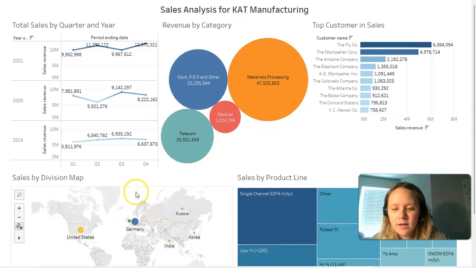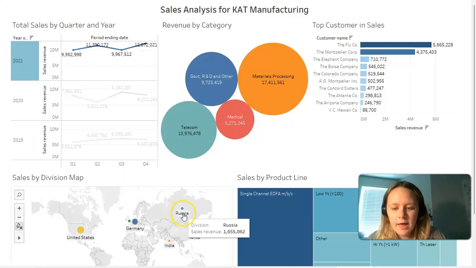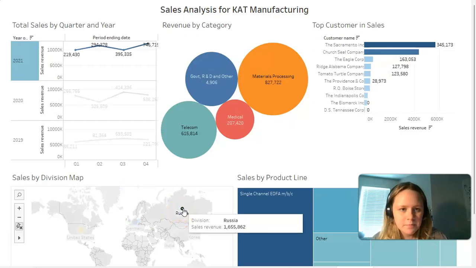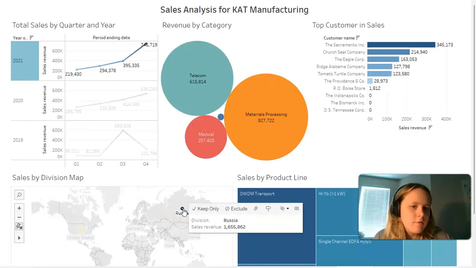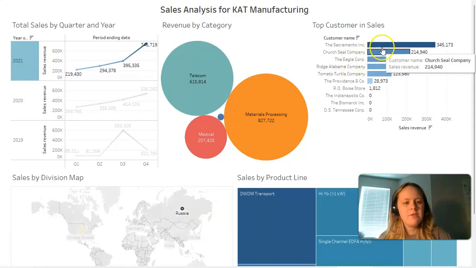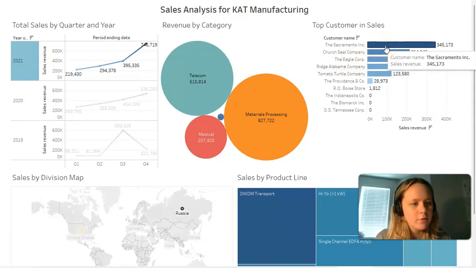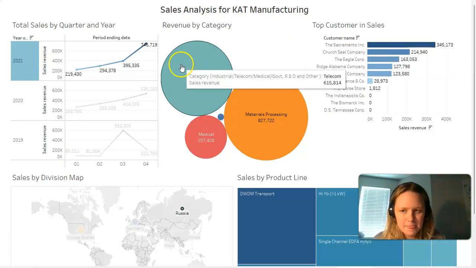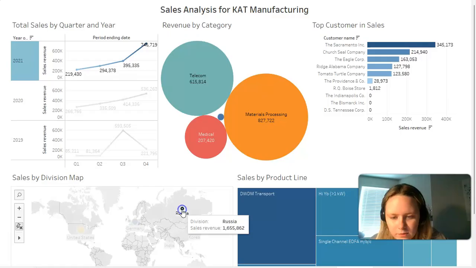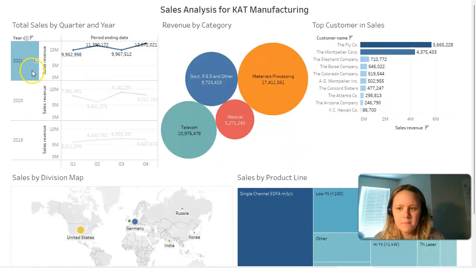Number 7, who is the top customer for the Russia division in 2021? So then we're going to now go to 2021 and then filter by Russia. And then the top customer is the Sacramento Inc. with $345,173 in sales. And then we're going to deselect these.